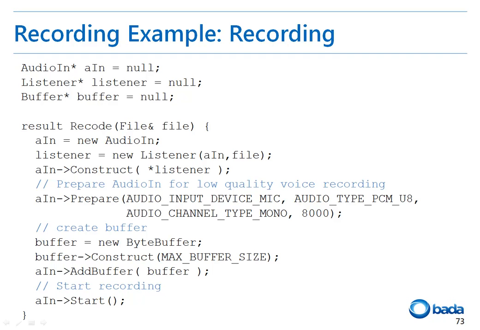This code shows the function that prepares the audio in and the listener and starts a recording. First, at the start of the function, the audio in and listener are created, and the audio in is constructed by adding the listener. Then, the audio in is prepared with the specified input device, the sampling type, the channel type, and the sampling rate. The buffer is created and added to audio in. Finally, the start function of audio in is called to start the recording.